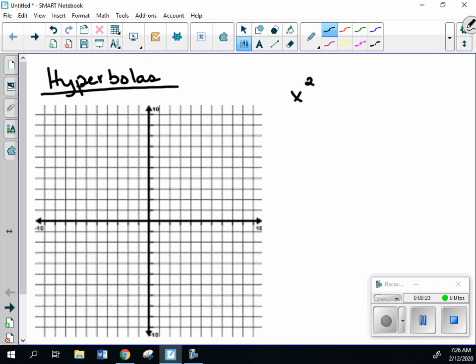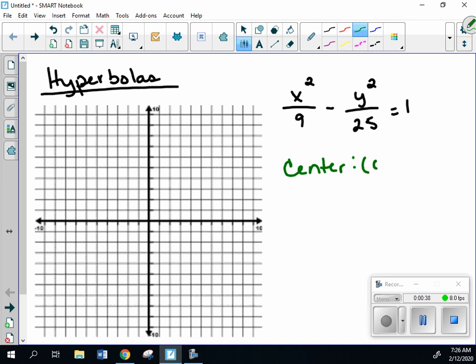We're going to start with x squared over 9 minus y squared over 25 equals 1. So similar to what we've been having with our ellipse, we have a center at 0, 0. The a squared always for a hyperbola stays on the left. With an ellipse, it could move. So our a value is 3 here, and our b value is 5.